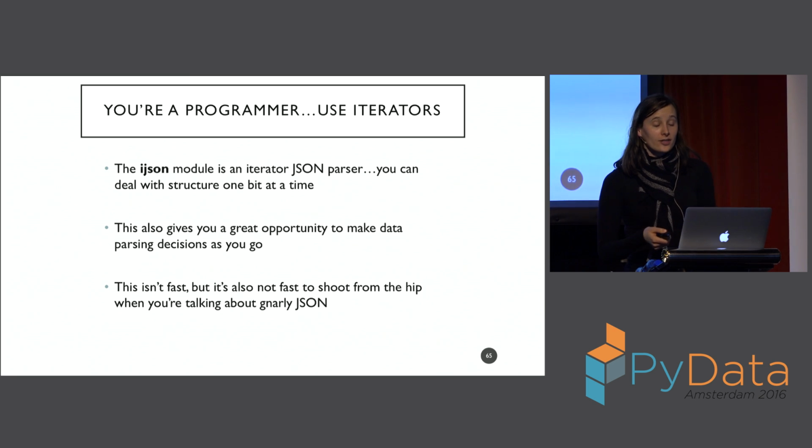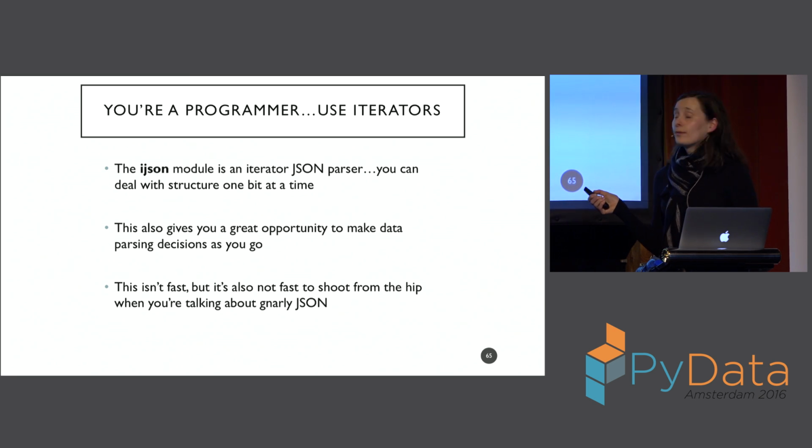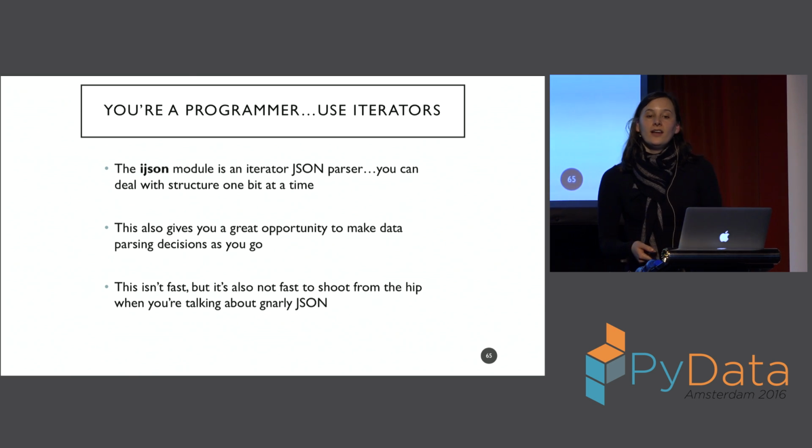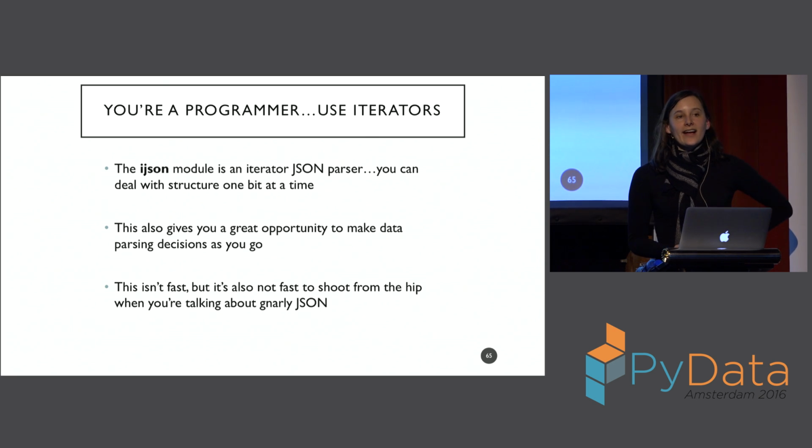So the IJSON module is really nice. This is an iterator JSON parser. So you can go one element at a time. What it gives you is a great opportunity to make data parsing decisions as you go. So as you're sort of iterating through the JSON, you can also see what it looks like. It's not going to be fast, right?